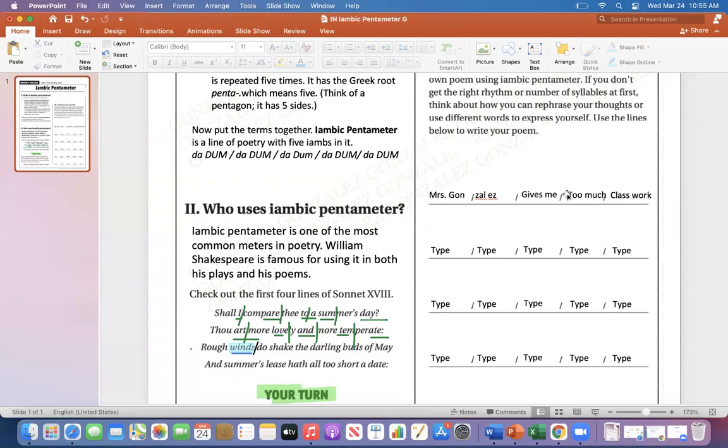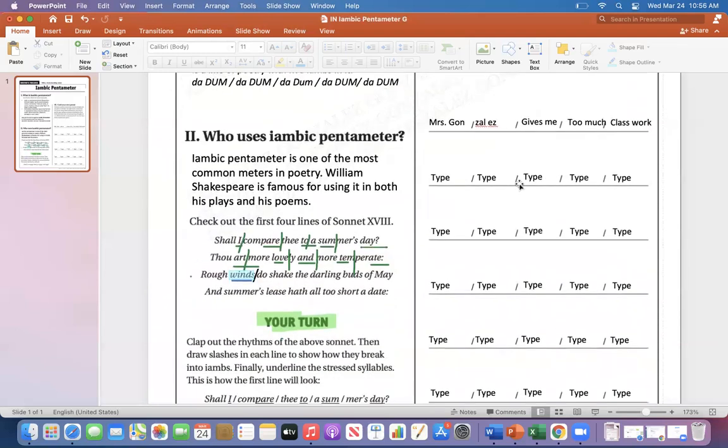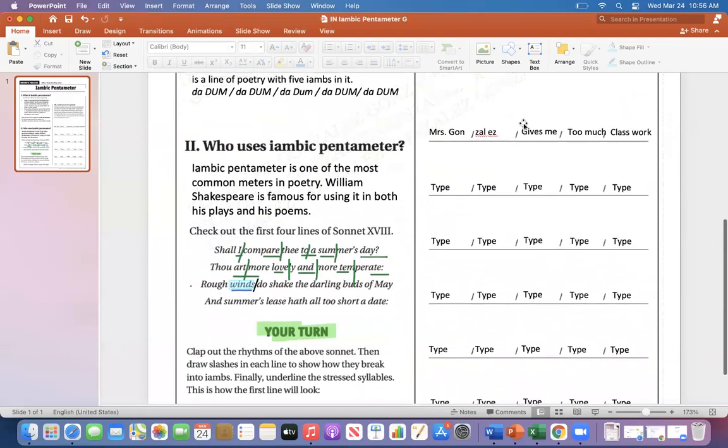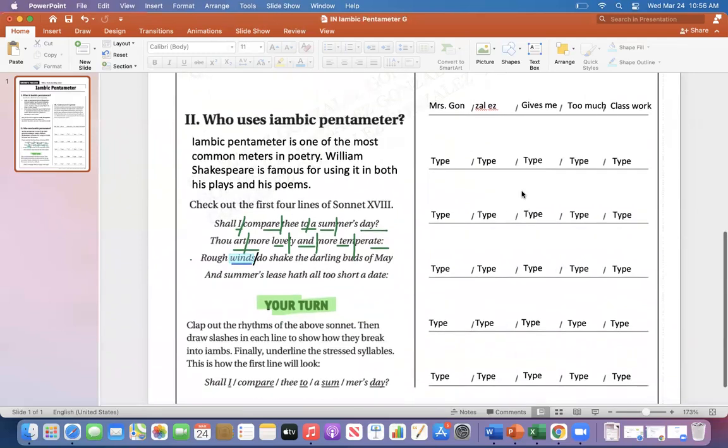So you can actually separate these out. So Miss Gonzalez gives me too much classwork. And that kind of breaks it down into 5 different iambs. The only thing is, gives me too much classwork. Actually, I think the iambs work well too. So you can kind of make it all go together. I don't want you to use the example that I gave you, but see how it doesn't rhyme with anything. The next one doesn't have to rhyme with that. It's more about you showing me you understand what iambic pentameter is.